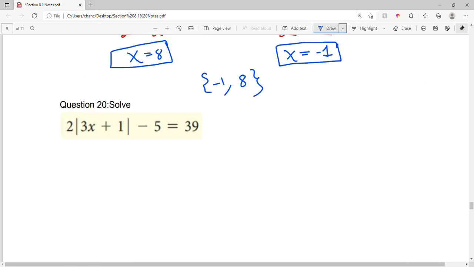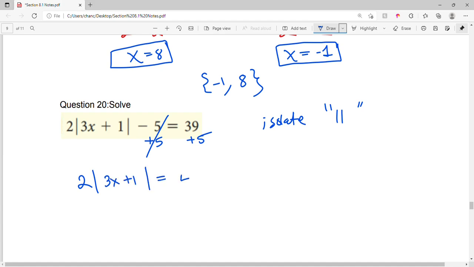For question 20, it is very similar to the previous questions, just with more steps. So the goal here is still to isolate that absolute value, get it by itself. So I'm going to add the 5 to both sides, and we have 2 times the absolute value of 3x plus 1 is equal to 44.